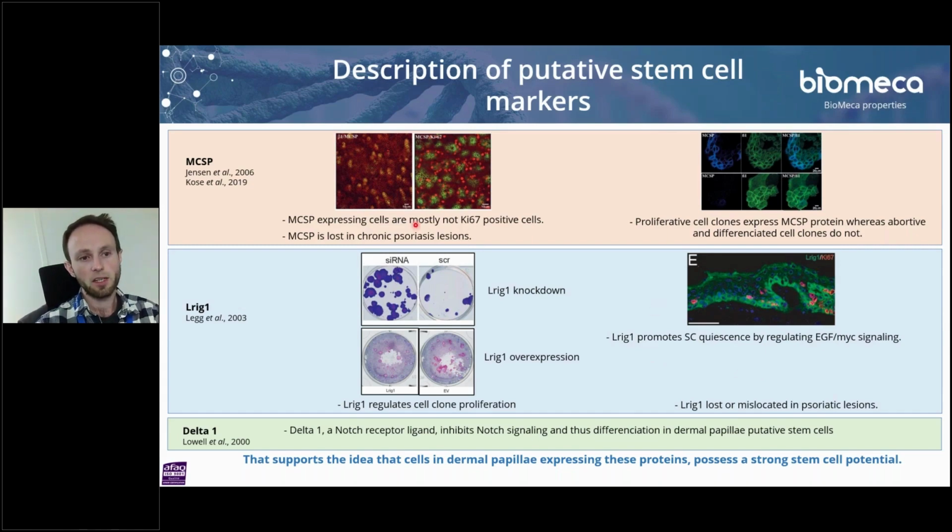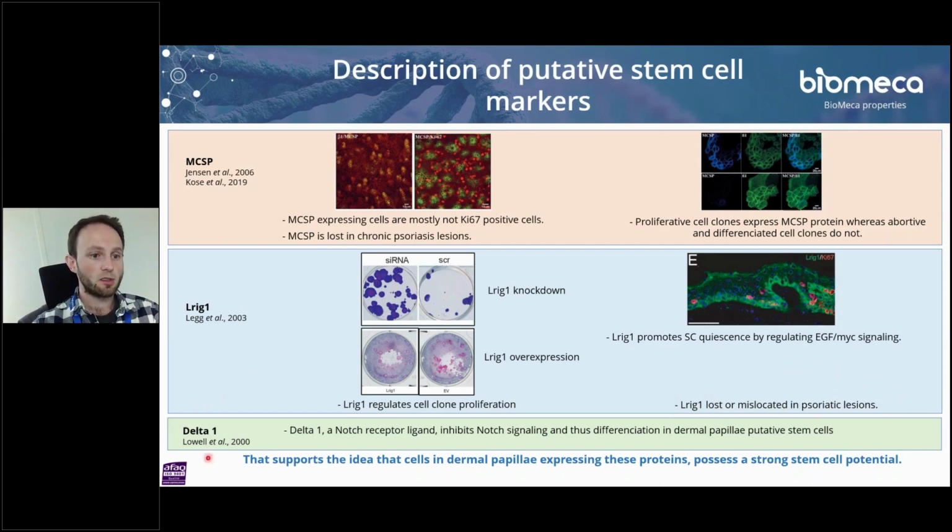In addition, it has been shown that both MCSP and LYG1 proteins are lost or mislocated in skin psoriatic lesions, where I remind you that in the case of psoriasis, we have a hyperproliferation of keratinocytes, and that these two proteins are lost or mislocalized in this kind of skin lesions.